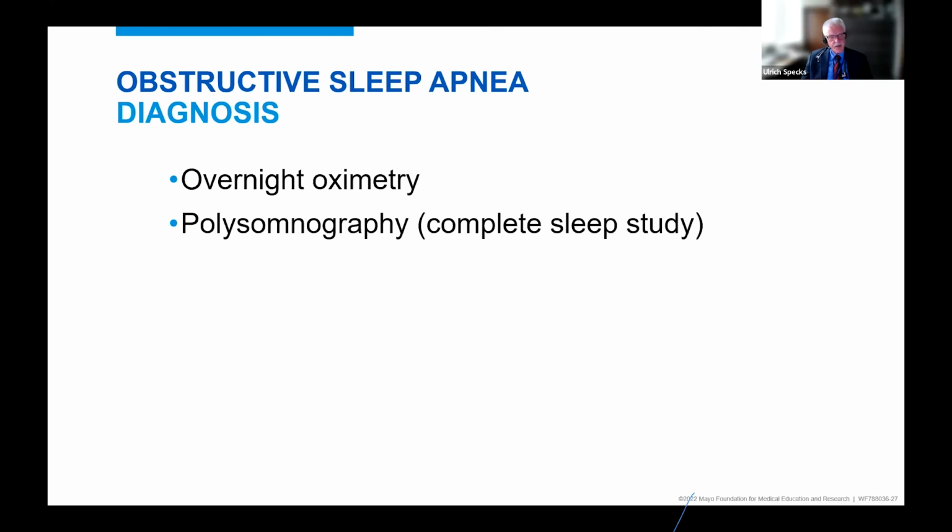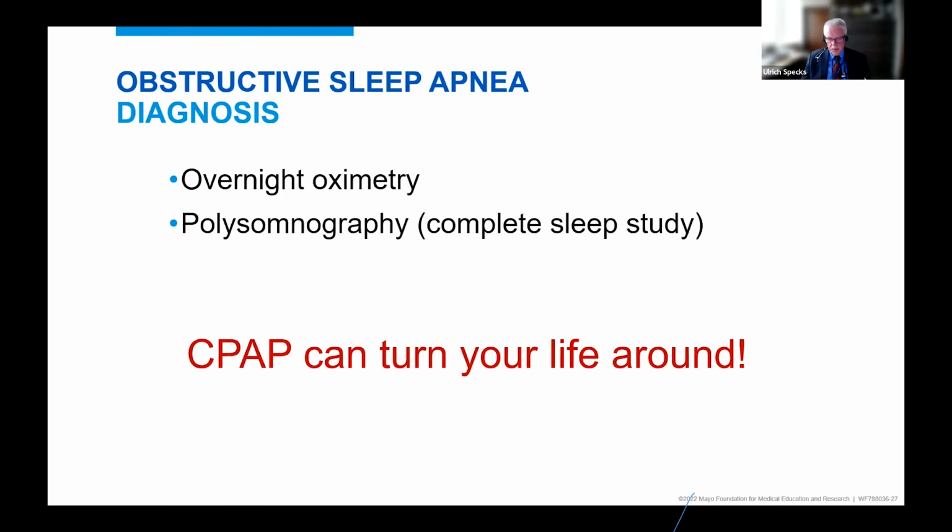A screening test for this is a test called overnight oximetry. Essentially, a pulse oximeter is put on your finger and it's hooked up to a recorder that measures your oxygen saturation at night. And that can give us a telltale sign for obstructive sleep apnea. And if there are telltale signs on this very simple test, then we generally recommend a complete sleep study. So if you have sleep apnea, CPAP can turn your life around. There are other treatments nowadays in addition to CPAP if you don't tolerate CPAP, but the sleep doctors can tell you much more about that.